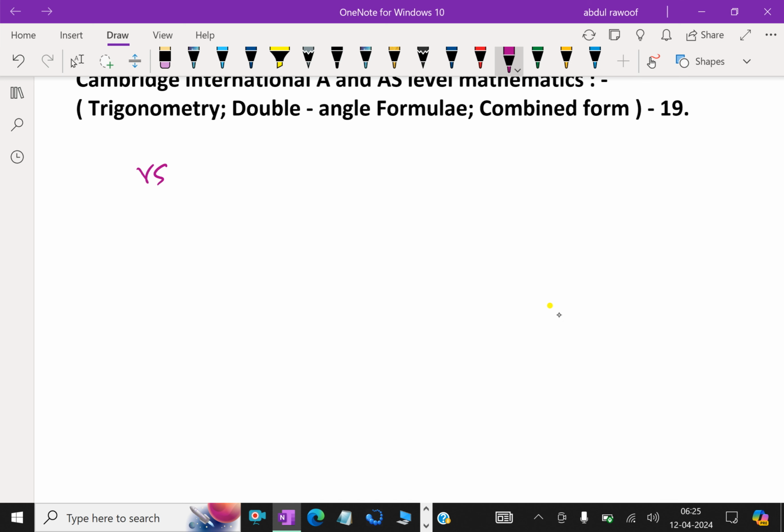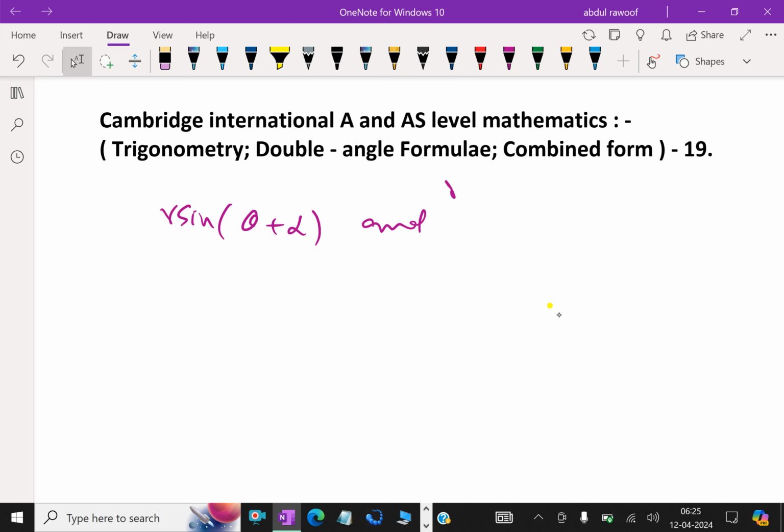R sin(theta plus alpha) and R cos(theta plus alpha), R cos(theta plus or minus alpha), here also plus or minus alpha. That means the double angle formula is used here to combine into the short form of R sin(theta plus or minus alpha) and R cos(theta plus or minus alpha).